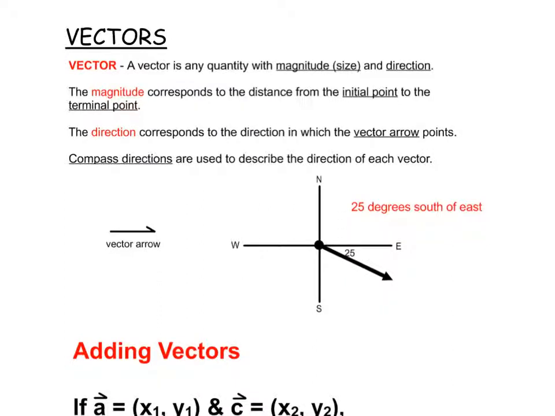Okay, today we're looking at vectors, part of our unit looking at right triangles. One thing about vectors, the definition: when we're talking about vectors, we're talking about something that has magnitude and direction. Now, when we talk about magnitude, we're talking about the distance from the initial point to the terminal point. That distance is the magnitude.